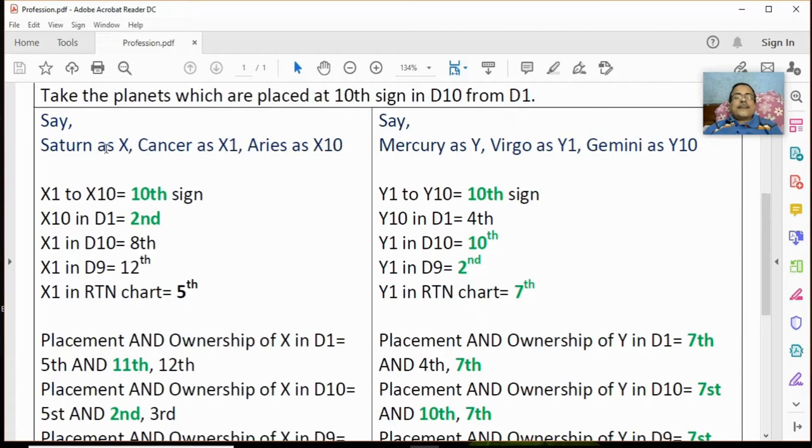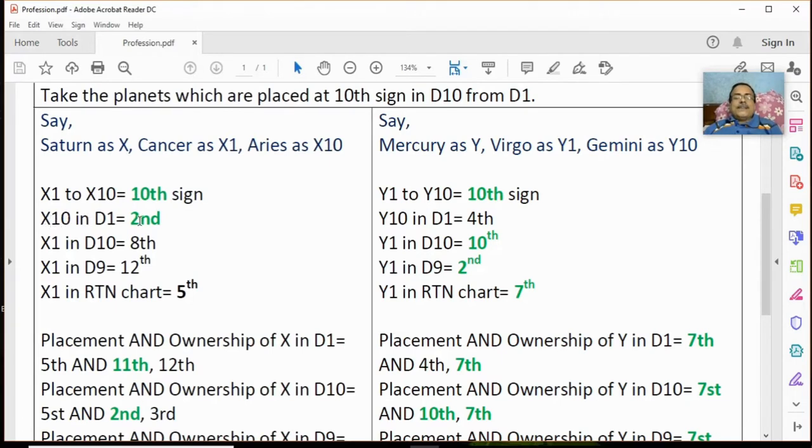Let Saturn be X, and Cancer be X1. What is Cancer? The placement of Saturn in D1. Aries is X10. What is Aries? The placement of Saturn in D10. X1 to X10 is the 10th sign, Cancer to Aries is the 10th sign.